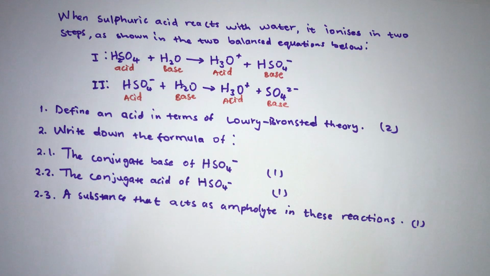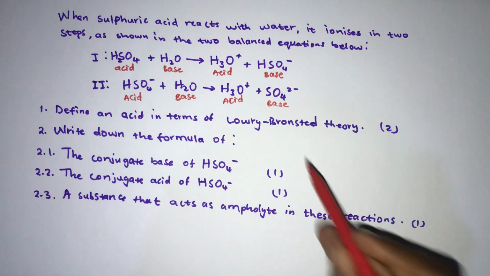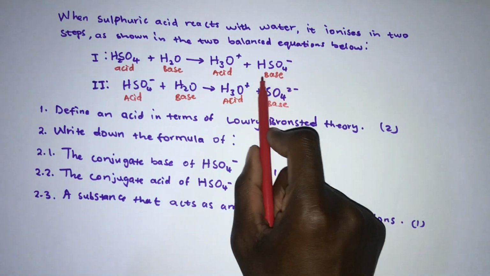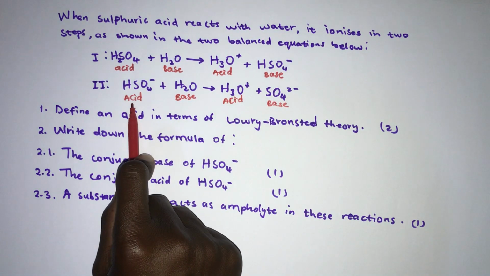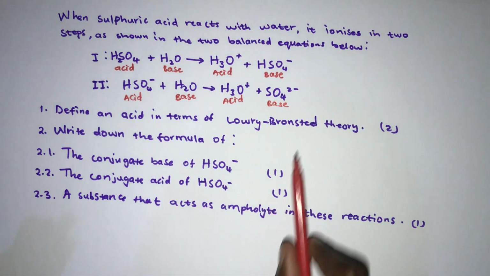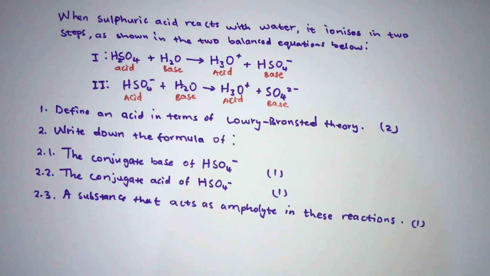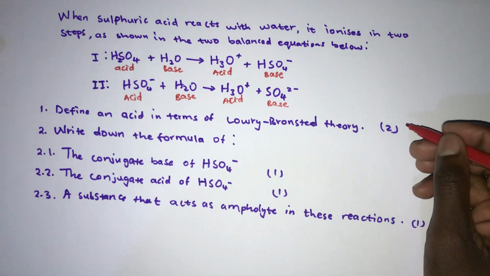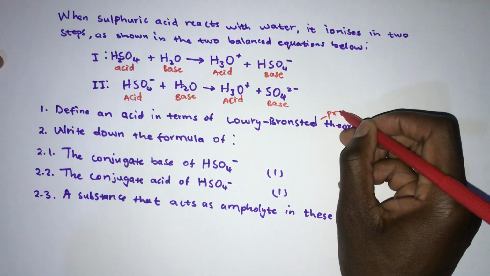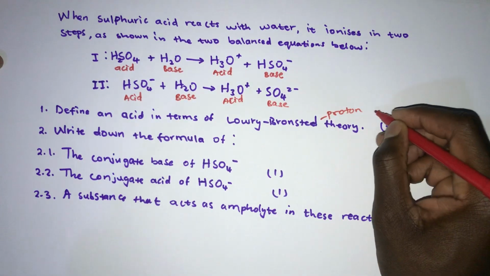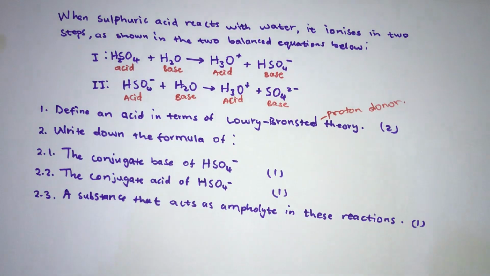So now, before we answer the questions, already we see an ampholyte. Let's check. HSO4-, it was a base. Now the same HSO4-, it is an acid now. You see, it is an ampholyte. This is our ampholyte. So define an acid in terms of Lowry-Brønsted theory. So let me just write here. This one, it is a proton donor. So a proton donor, that is the 2 marks.